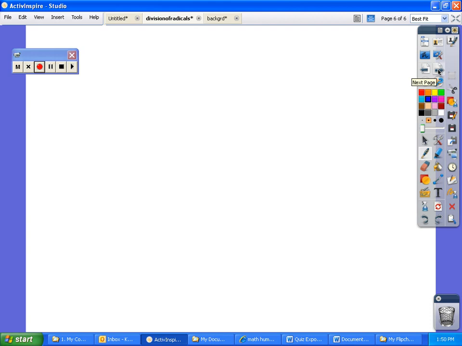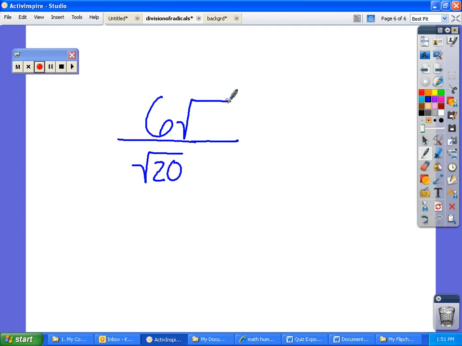All right, let me give you one more to try on your own. Let's say that we have 6 divided by the square root of 20. Well, let's make it a little more challenging. 6 the square root of 15. Okay? So go ahead and take a couple seconds and try this one on your own.